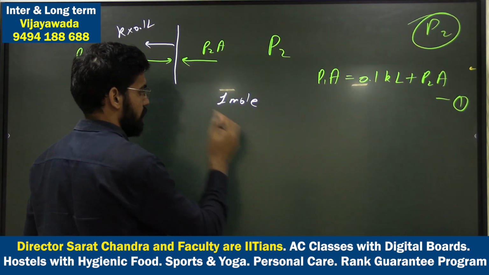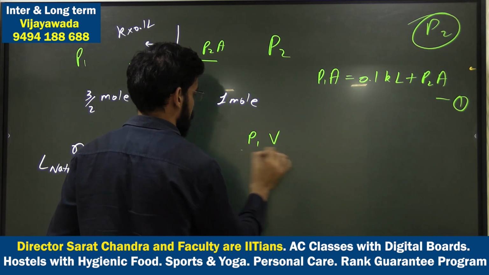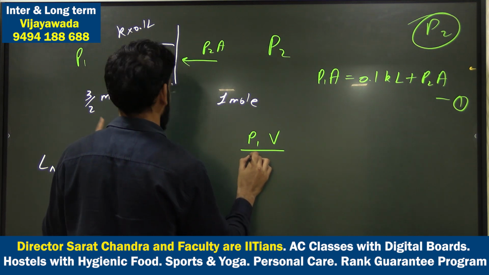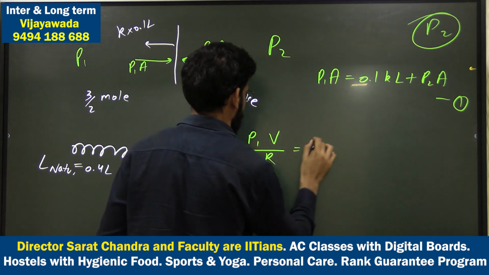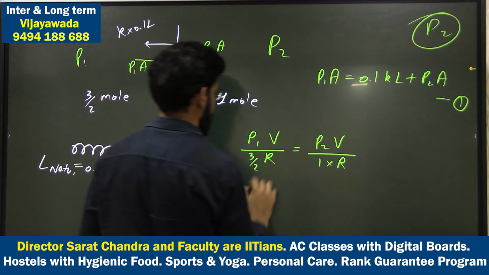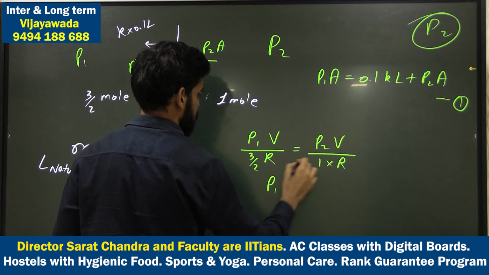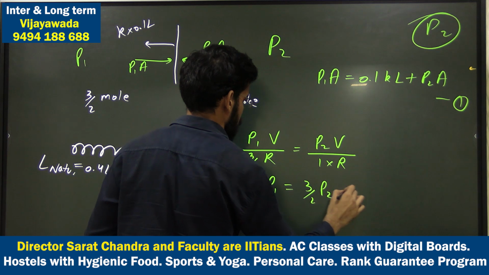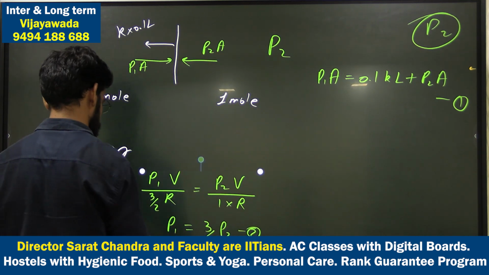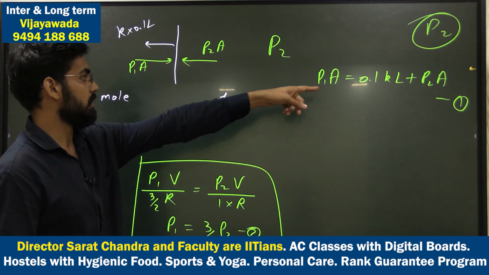So if you equate the temperature, PV by nR: P1 V by N into R, where N is 3 by 2, equals P2 into V by N, which is 1, into R. So 3 by 2 you take this side because I need the P2. So P1 value I will replace, that is 3 by 2 into P2. Equation number 2. From this equation, you put the P1 value there and get the P2.